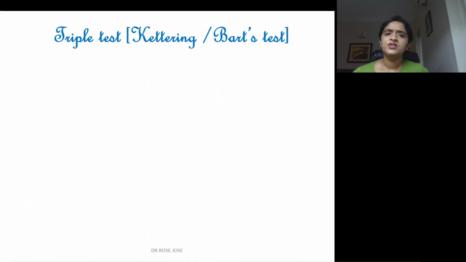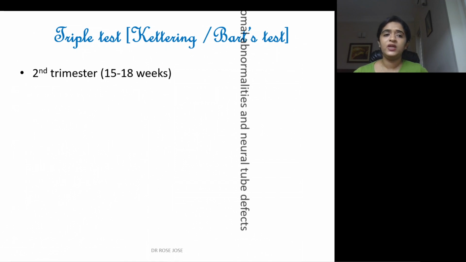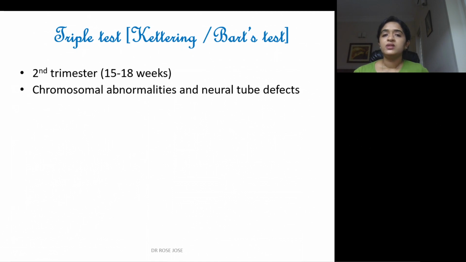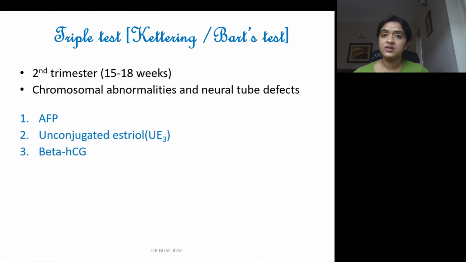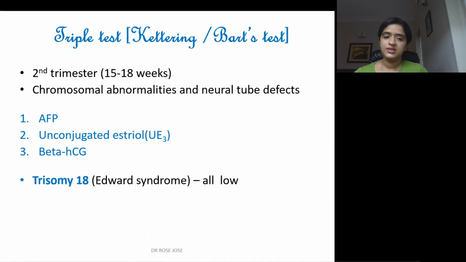Now, have you heard about the triple test or Kettering test or BART test? It is usually done during the 2nd trimester, that is from 15th to 18th week. What is the main idea behind doing this test? It is to detect the chromosomal abnormalities and neural tube defects. Which are the things you look for in the triple test? You look for the alpha fetoprotein, the unconjugated estriol, and also the beta HCG. Suppose you have a condition known as trisomy 18, Edward syndrome. All these 3 will be low.